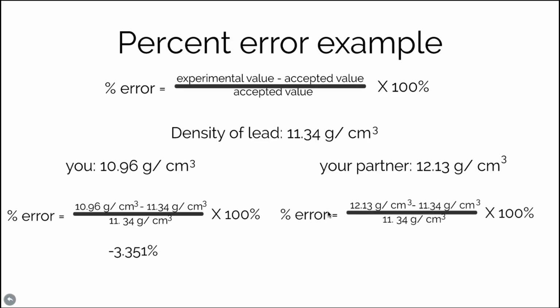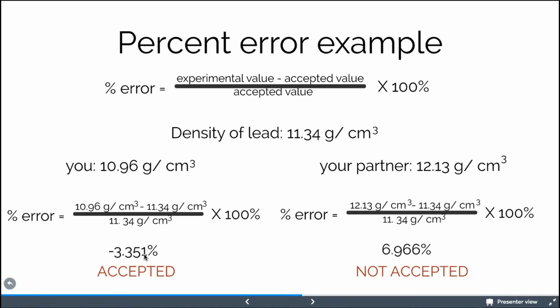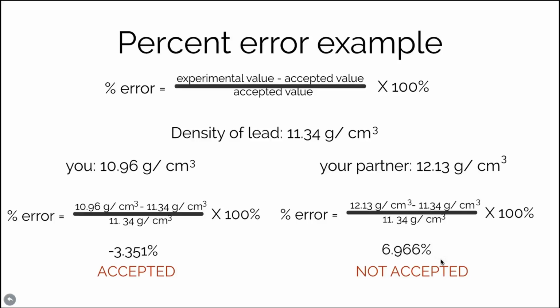All right, well, it's not too bad, but let's see how your partner did. So if we do the same thing and we just plug in their density for the experimental value and subtract that same accepted value of lead, you run through the calculation again and you get 6.966%. So this means that your partner was almost 7% over the target that they wanted to hit. And so now remember that you want to keep your percent errors to be less than 5%. So for you, you got a good enough answer. You don't need to change anything. Whereas your partner, almost 7%, that's outside of our acceptable range. So your partner's answer would not be accepted.